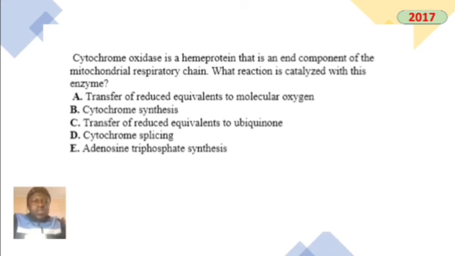Cytochrome oxidase is a hemoprotein that is the end component of the mitochondrial respiratory chain. What reaction is catalyzed by this enzyme? Right. So firstly, you need to know that in this whole cycle, in the electron transport chain, oxygen is the final electron acceptor. That's the first thing you need to know. So the components of the electron transport chain, at every stage, they will be pumping out what?